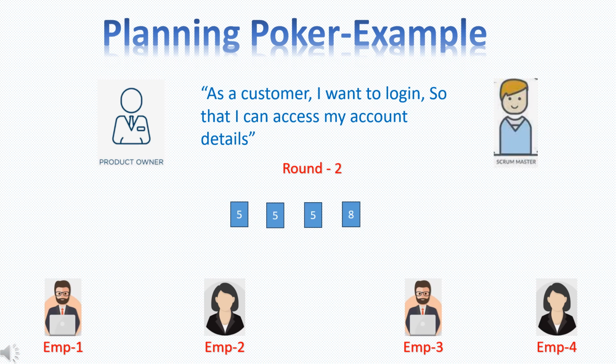And you can see in this example how the results were 5, 5, 5, and 8. Now, after this round, employee 4 would have a chance to explain her take on the user story, and then the team would vote again. And this would continue until all four members agree on the same size of the story.